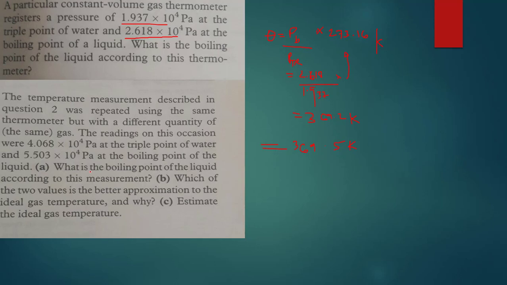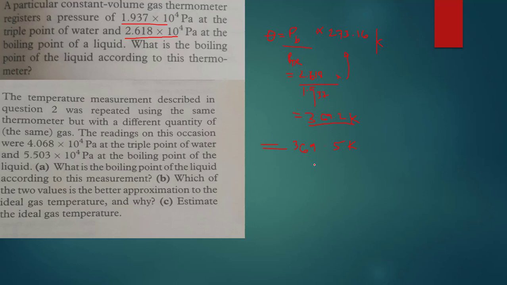So we can see that this second scenario and the first scenario give us lower pressures, they made measurements at lower pressure. So this temperature is the one which gives us a better estimate of the ideal gas. Yes, 369.2 Kelvin is the one that is giving us a better approximation of the ideal gas temperature. And the reason, as I've said, is that it is measured at lower pressure. So estimate the ideal gas temperature.